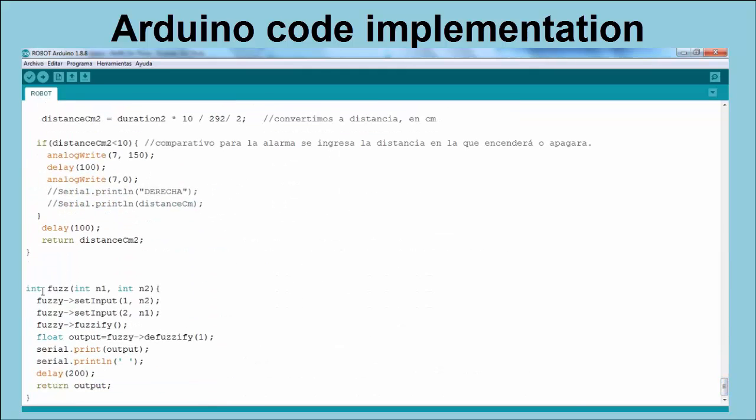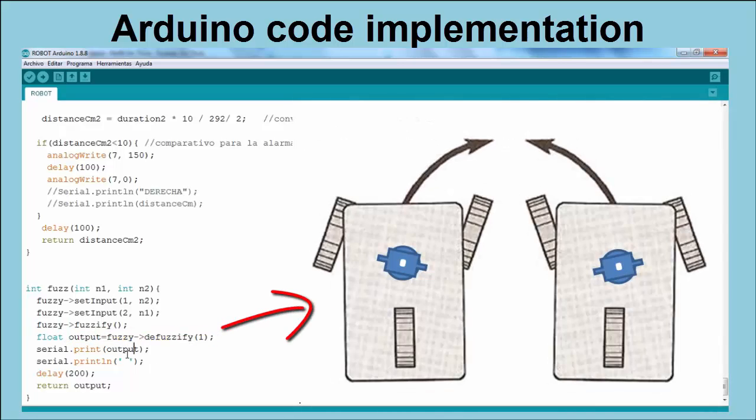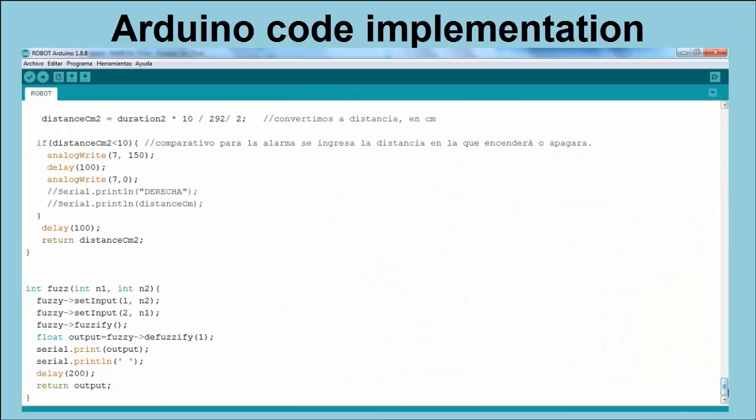Now, for the system to calculate the diffuse output, we create a method in which it receives the two inputs, performs the fusification and defusification, and returns the output, that is the number of degrees that the motor step will rotate within the defined range.